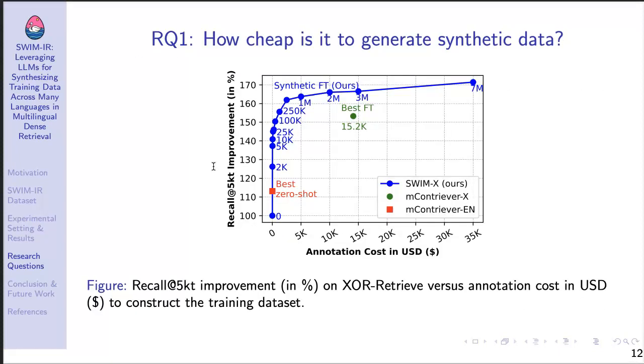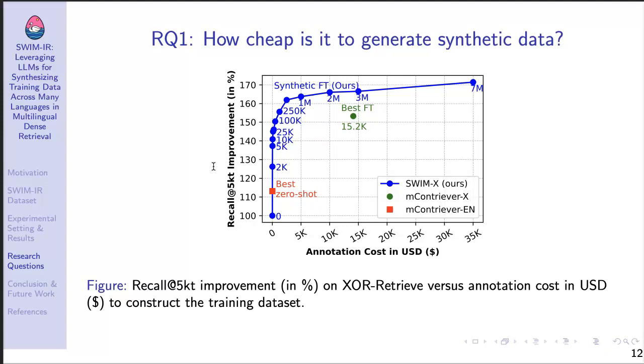Moving on now, let's talk about some research questions. An interesting research question is how cheap it actually is to generate the synthetic data which we use in SwimIR. In this figure, we plot the annotation cost in USD on the x-axis, and you can see the percentage improvement on XOR-Retrieve in recall at 5 kilotokens on the y-axis. The corresponding training data pairs are mentioned along the particular line.